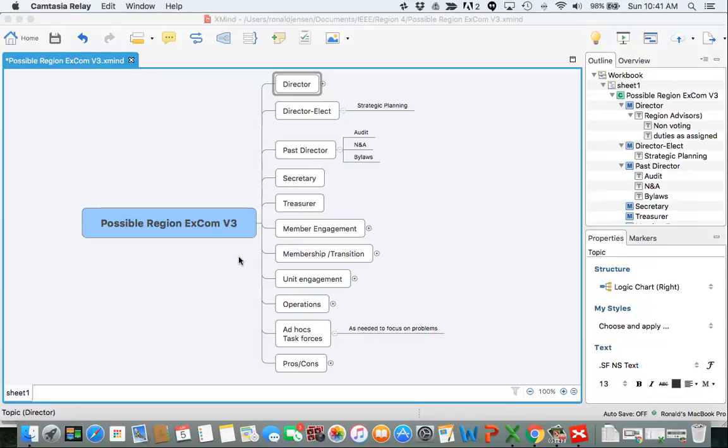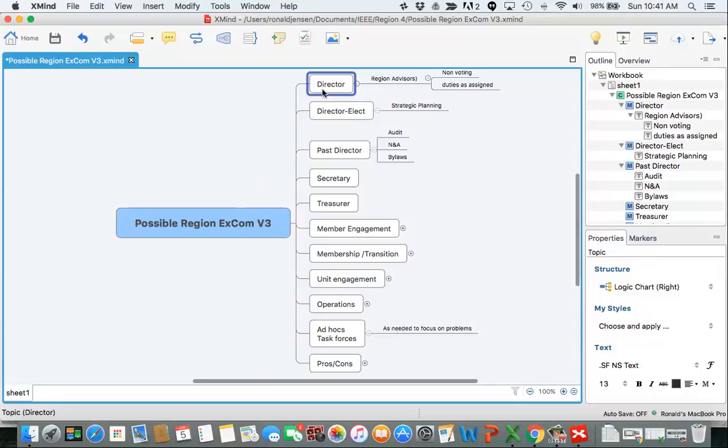So I'll walk through this, and you can get an idea. The director is a traditional role because that is a role that IEEE has defined and developed. The thought is that the region advisors would report to the director and serve at his discretion, as they always have. They are non-voting, and their duties are as assigned or as they develop. This would be an example: I'm a region advisor, and I was asked to take a look at this, and that makes it my job.